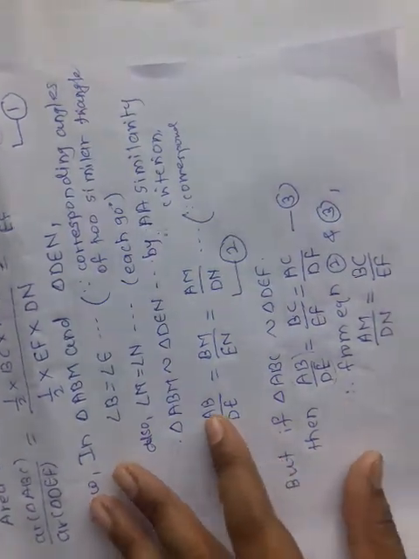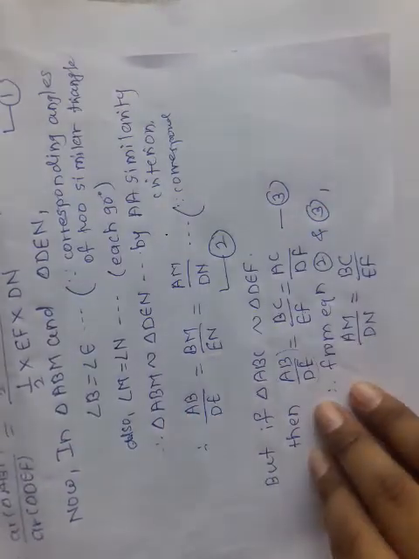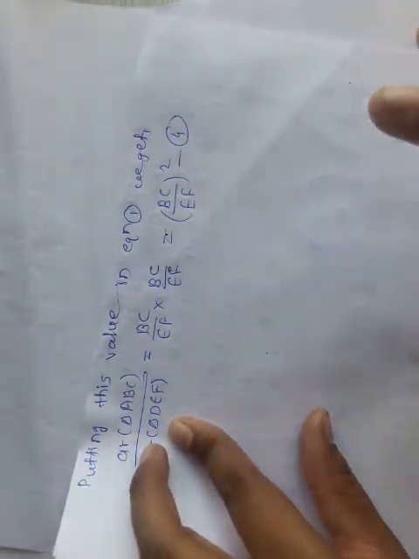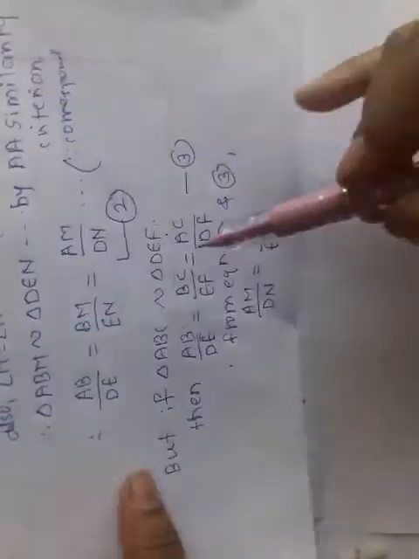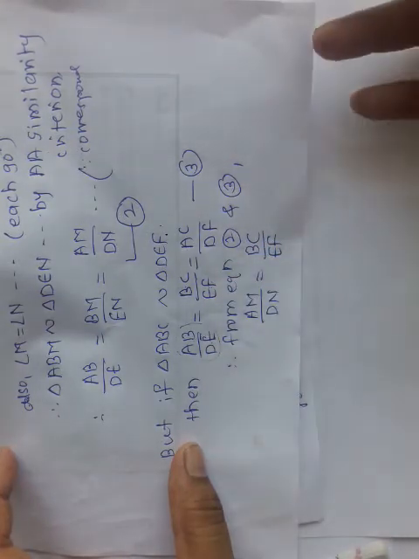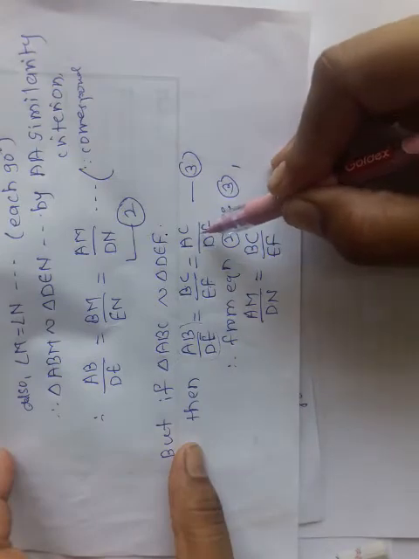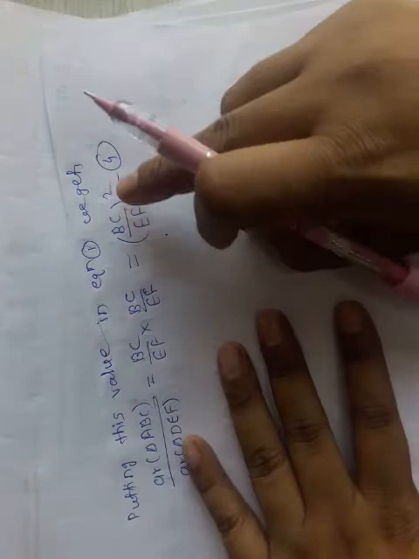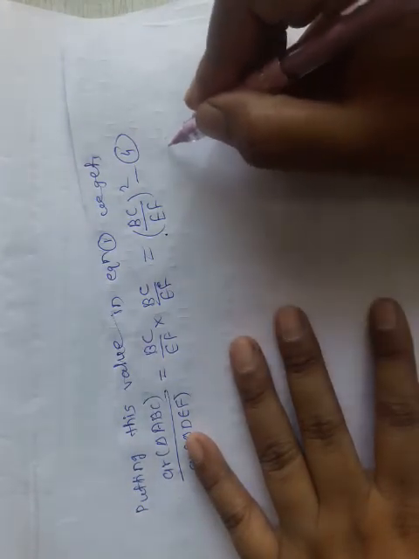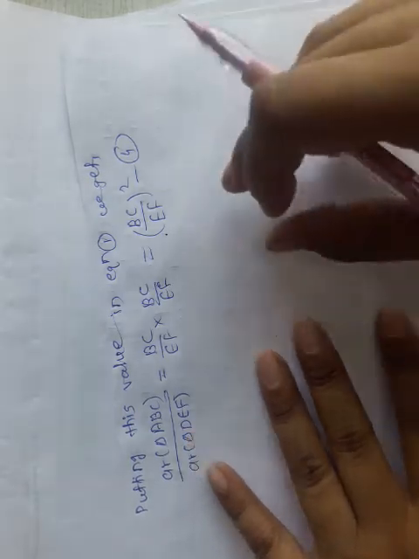Why are we writing this? Because the BC upon EF that we got in equation 4, BC upon EF bracket square, what does it mean actually? In our equation number 3, BC upon EF is nothing but AB upon DE, so instead of BC upon EF we can write AB upon DE because they are equal. Again BC upon EF is nothing but AC upon DF. So this BC upon EF bracket square is also equal to AB upon DE bracket square, again equal to AC upon DF bracket square. All these things are equal.